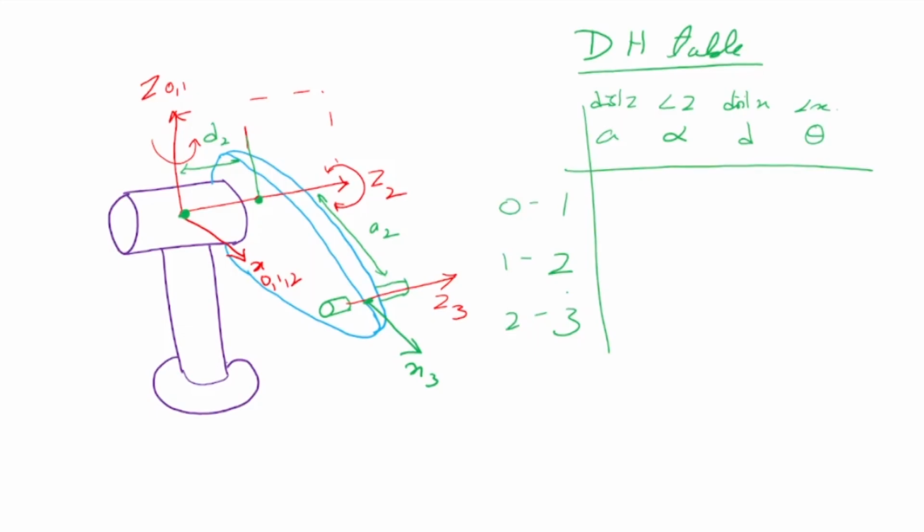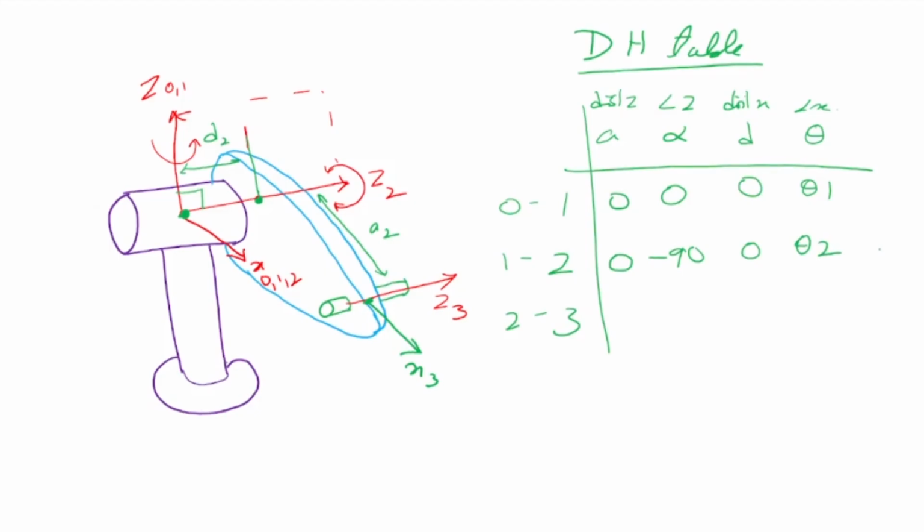So the 0 and 1 z-axes are the same, so A is 0. Now what is the angle? It is 0. The distance between the x-axes is also 0. This is theta 1. Now we see z2 and z1 are intersecting, so there is no distance, it is 0. Now again there is an angle of 90 degrees, so it's minus 90 degrees. Okay, and then what is the distance between the x-axes? There is no distance, and this is again a rotation axis, which is theta 2.